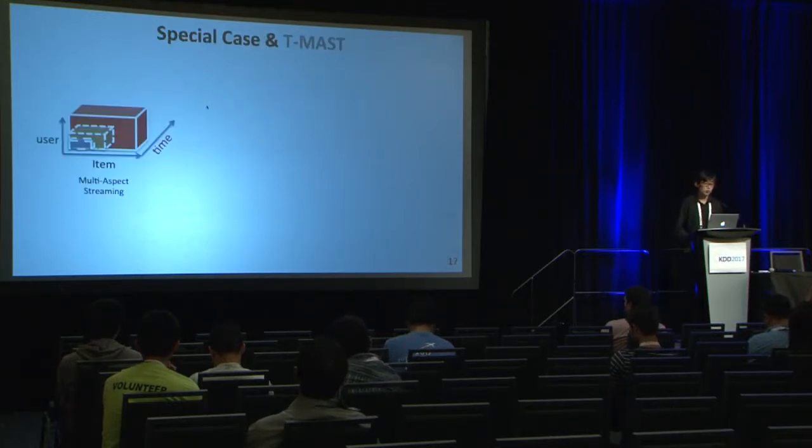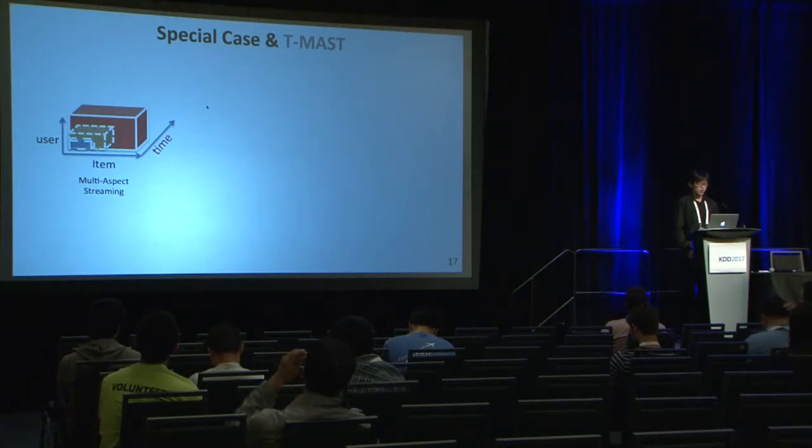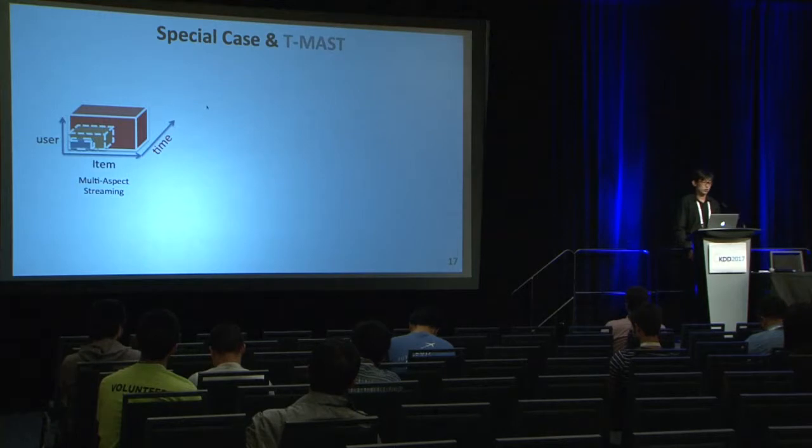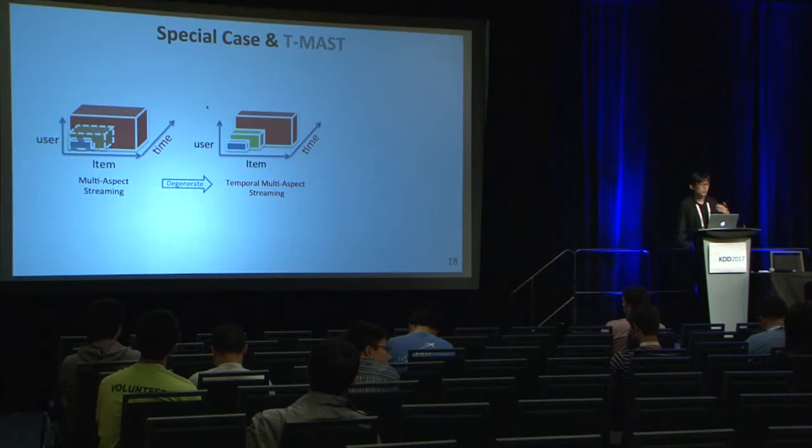After we have introduced the general model, now we talk about a special case and introduce our special T-MAST model. The special case is when time is directly treated as one mode of the tensor in the tensor sequence. We still use a recommendation system as an example. The users and the items can be treated as two of the tensor's modes. Since time is the third mode, this tensor in fact degenerates to a letter-type structure, which we call the temporal multi-aspect streaming situation. This is because we do not have a user's information until this user arrives in the system. The same situation happens to the items.